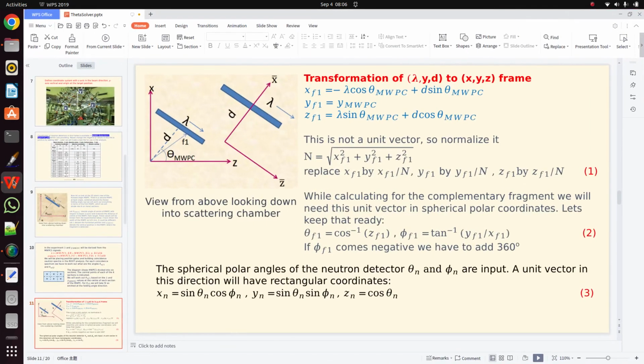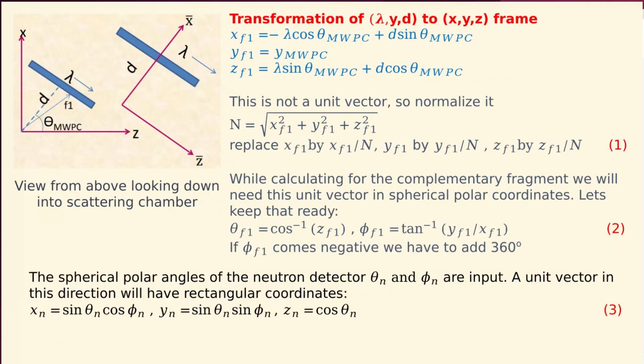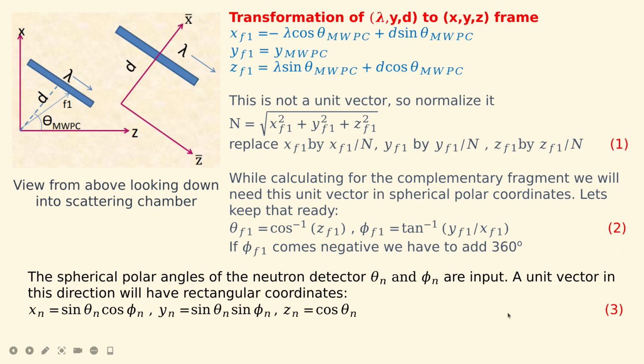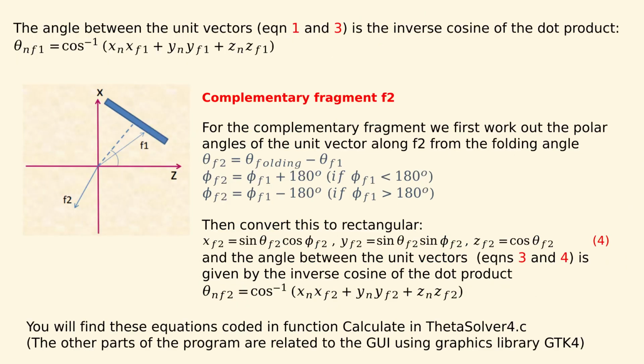Okay, so that's equation 3, theta neutron and phi neutron, converting it into rectangular. Then the angle between the unit vectors of equation 1 and 3: you take a dot product and then you take the inverse cosine, and this will give you the angle. So we are interested in this theta NF1. It will be given by the inverse cosine of this kind of expression which I have given here. This is what we are going to code.